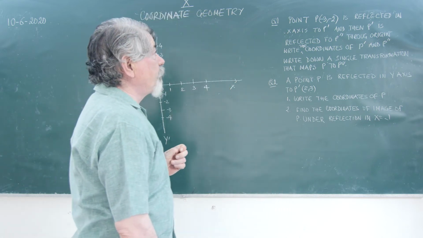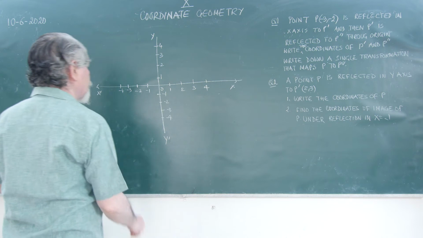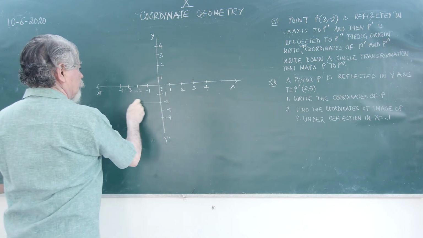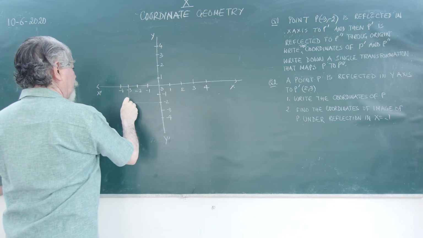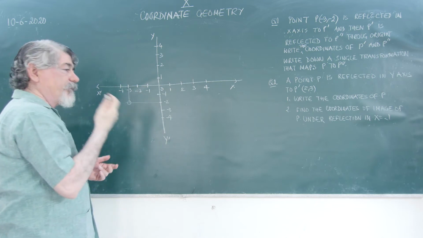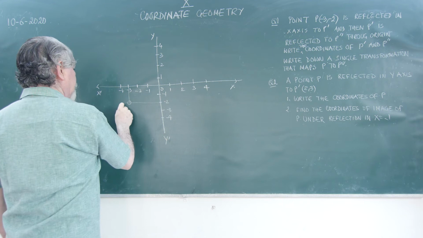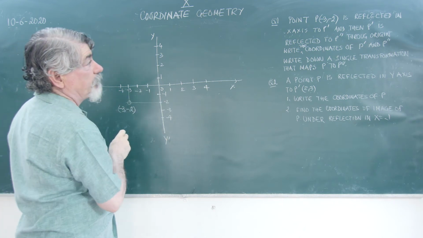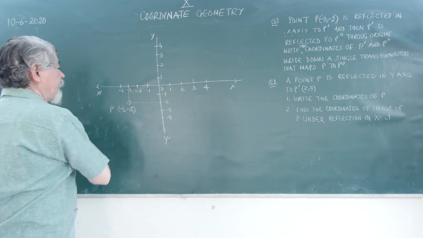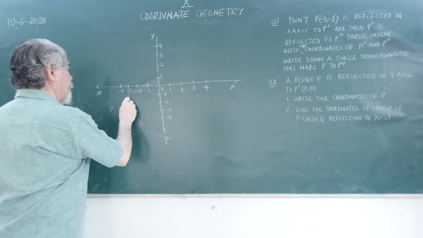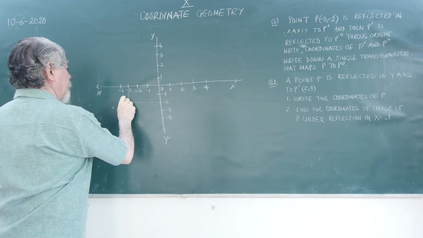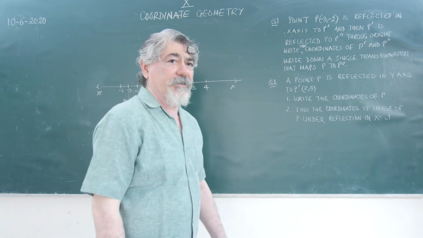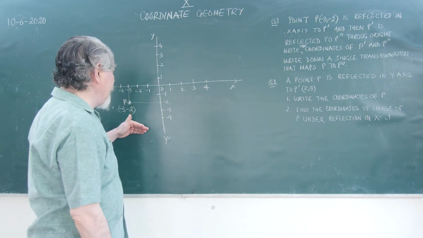Now let me see a point P which is minus 3, minus 2. So x is minus 3 and y is minus 2. So somewhere here, I've drawn the line. You will have the reference line on the graph paper. It is minus 3, minus 2. This is point P. Now this point P is reflected in the x-axis.